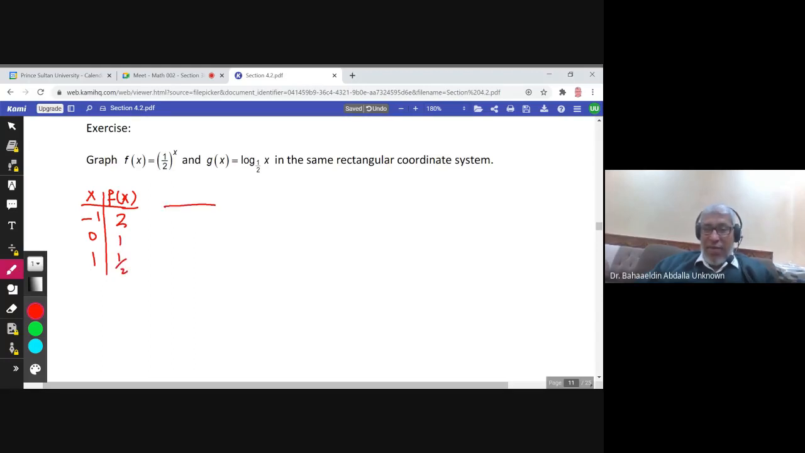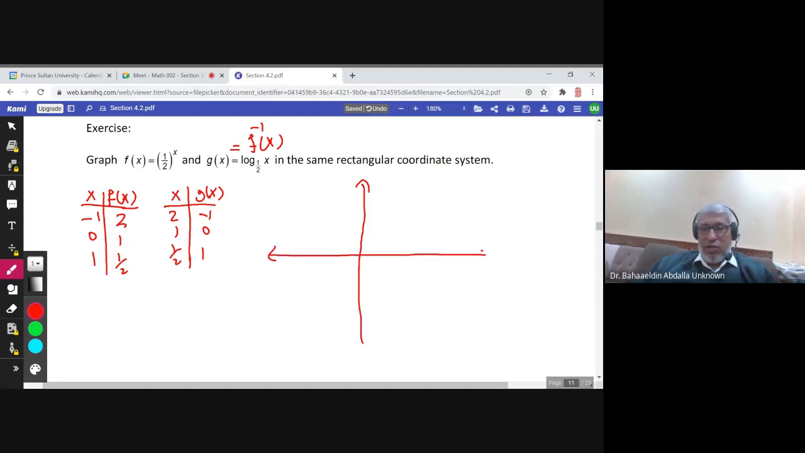Now the same table of coordinates, I change it. I reverse: 2, 1, 1/2 would be the x values. -1, 0, 1 would be the y values, because g of x is f inverse of x, because the inverse function of half to the power x is log x to the base half. So let us sketch the graph.